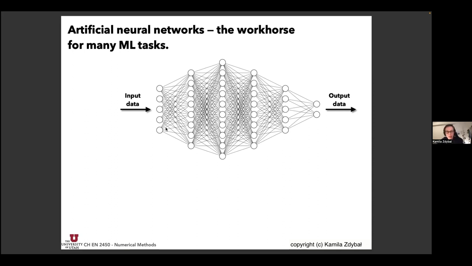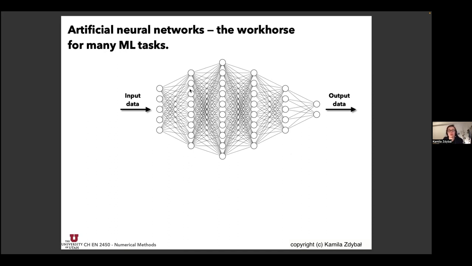So what do I mean by a neural network? Well, here's a drawing of a neural network. It's really a series of mathematical operations. We'll go into the mathy details of that. But it's a network of connected neurons. So every circle here on this graph represents one neuron. And then neurons are connected with each other.